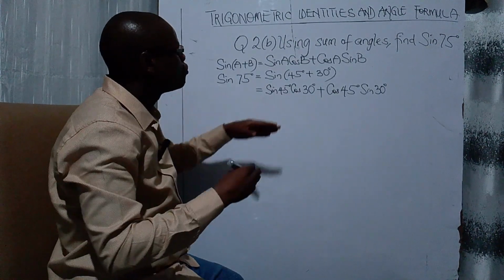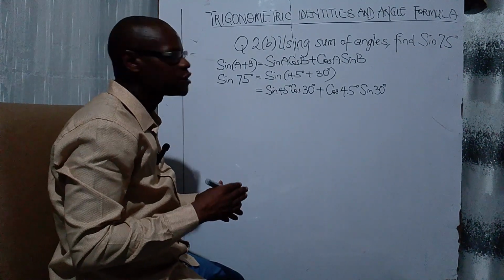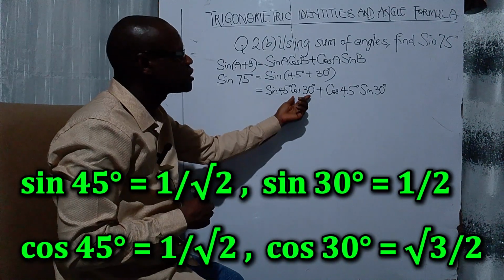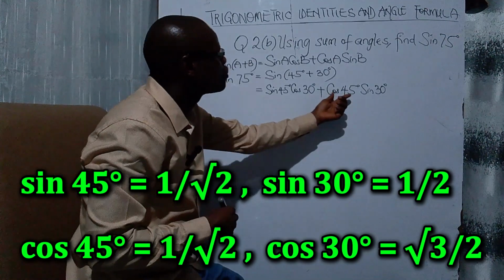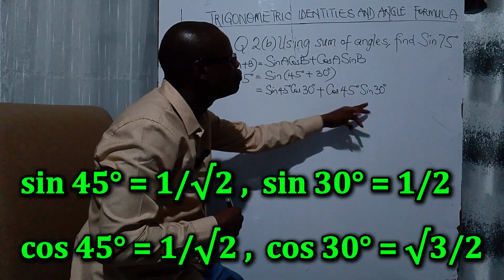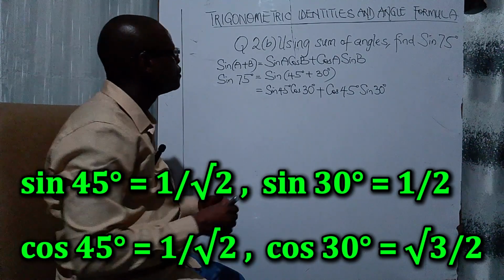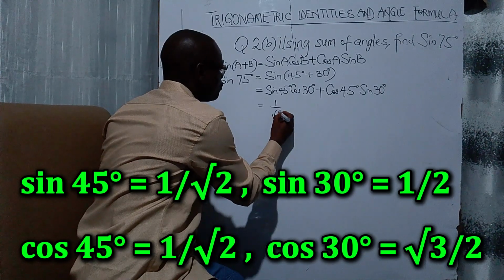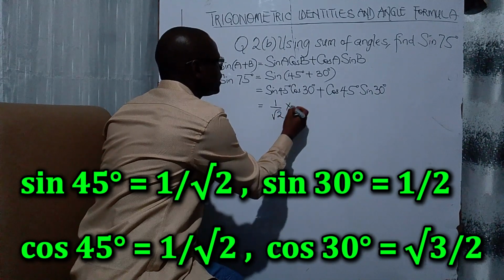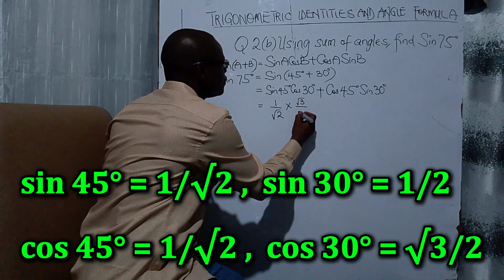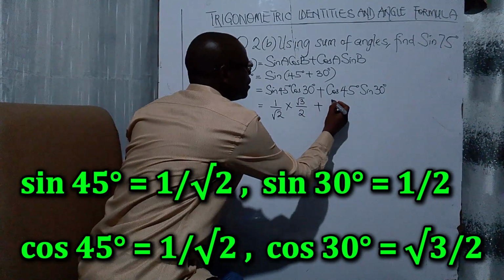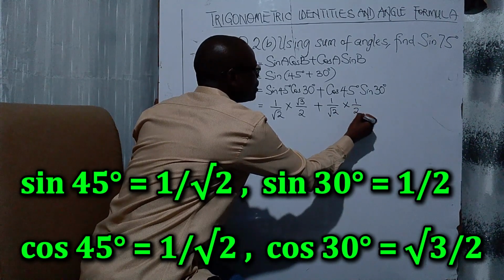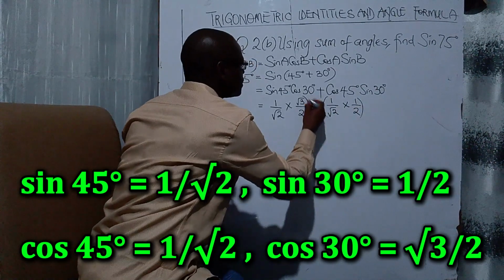So we are now going to replace these trig functions. We are now going to write them in form of ratios. So don't forget that sine 45 is 1 over root 2, cos 30 is root 3 over 2, cos 45 is 1 over root 2, and sine 30 is 1 over 2. So let's actually follow those pattern and put on the ratios there. We have 1 over root 2 multiplied by root 3 over 2 plus 1 over root 2 multiplied by 1 over 2.